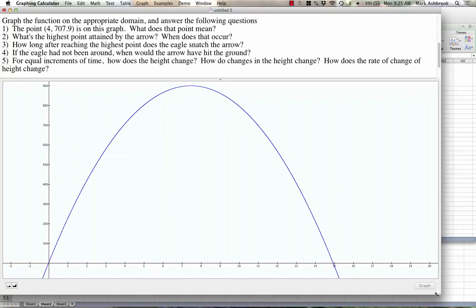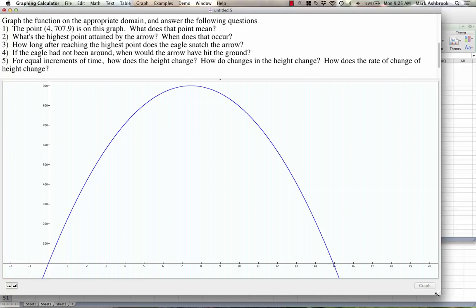Okay, so the point for 707.9 is on the graph. What does it mean? Diana? Right, she said at 4 seconds, the arrow was 707.9 feet above the graph. Okay, why is that question important? Because what are you looking at? Are you looking at a wire that's bent? No, you're looking at points.